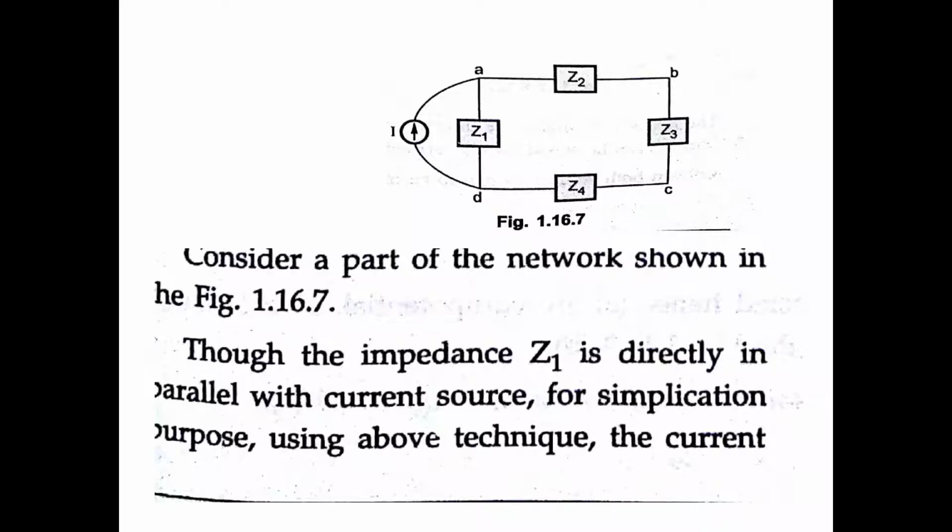Here also the same, Z1, Z2, Z3, Z4. All impedances are series connected, part of the network. Though impedance Z1 is directly parallel with the current source, for simplification purposes the above technique is used.